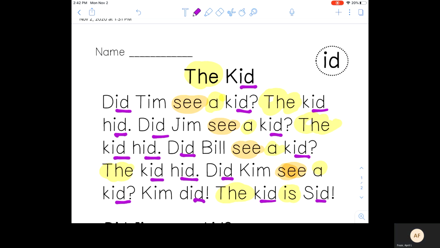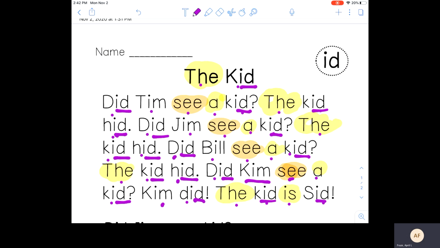Ready? The kid. Did Tim see a kid? The kid hid. Did Jim see a kid? The kid hid. Did Bill see a kid? The kid hid. Did Kim see a kid? Kim did. The kid is Sid.